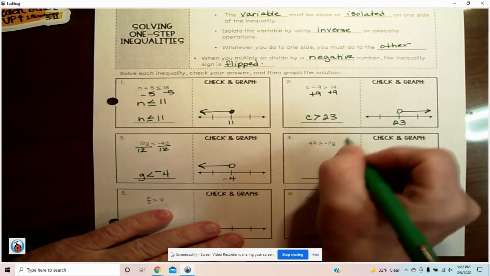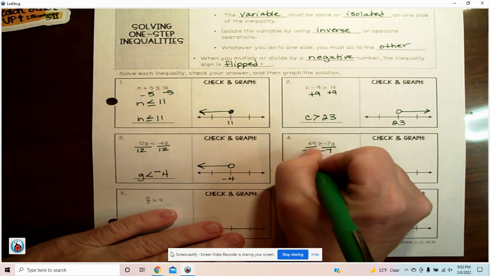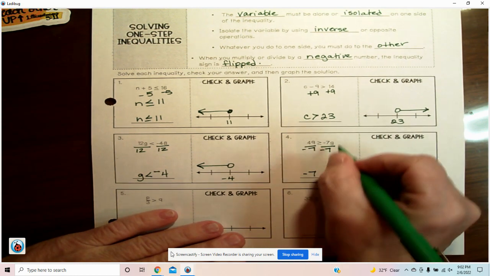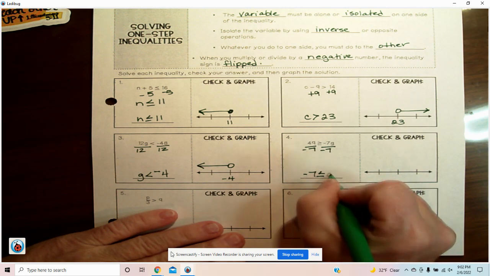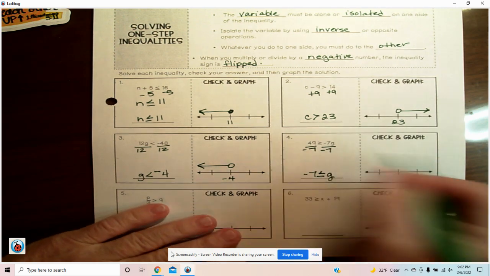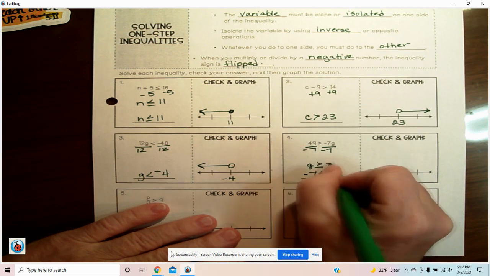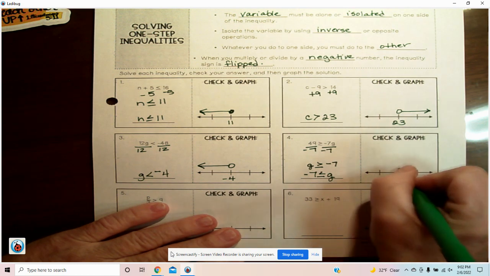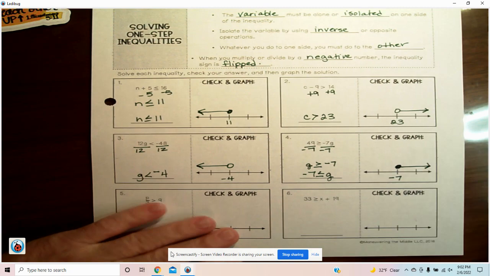49 is greater than or equal to negative 7g. So we're going to divide by negative 7. 49 divided by negative 7 is negative 7. We divided by a negative, so we're going to flip that sign. That also can be written as g is greater than or equal to negative 7. So we've got a negative 7, closed circle, shaded to the right.